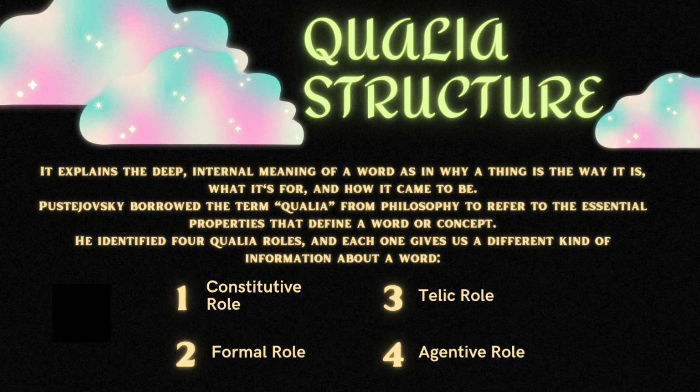Pustejovsky borrowed the term qualia from philosophy to refer to the essential properties that define a word or concept. He identified 4 qualia roles, which are constitutive role, formal role, telic role, and also agentive role. And each one gives us a different kind of information about a word.